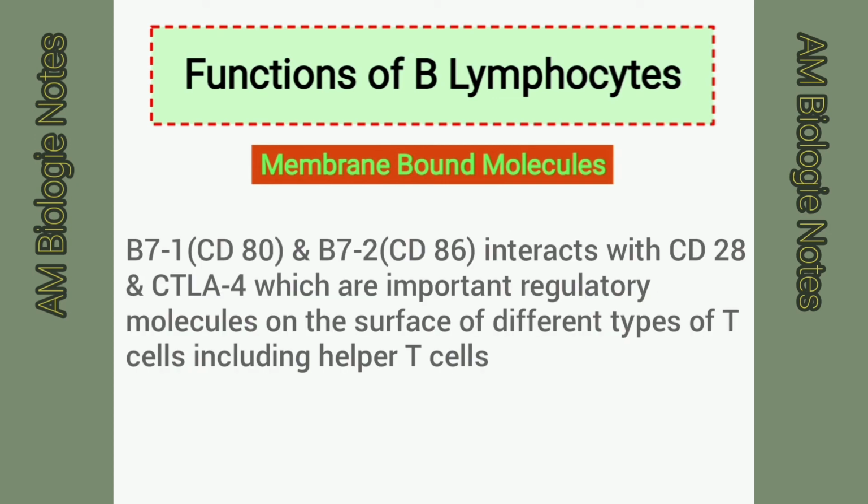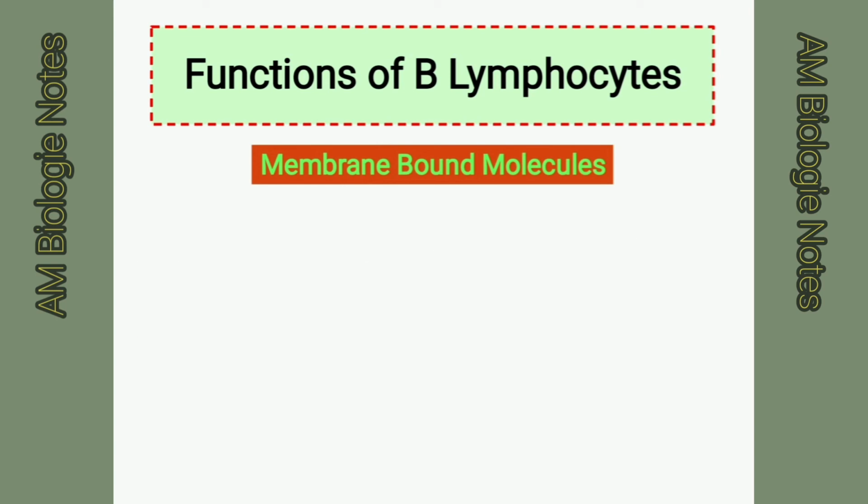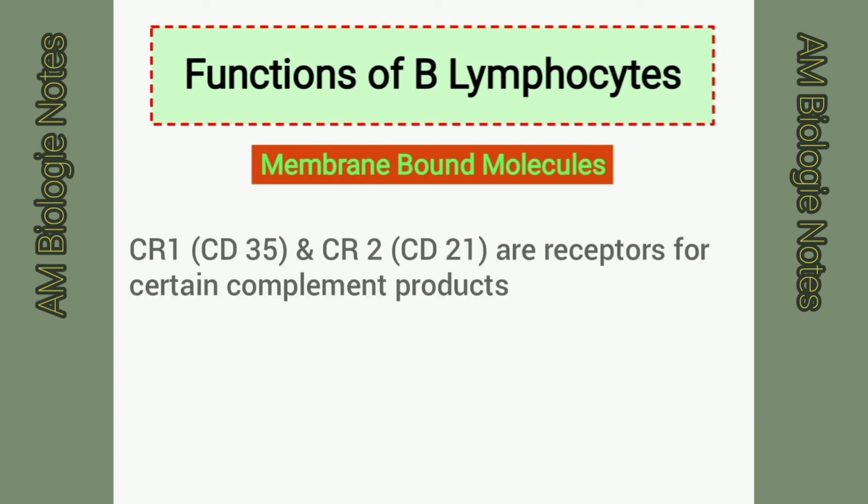B71 or CD80 and B72 or CD86 are molecules that interact with CD28 and CTLA4, which are important regulatory molecules on the surface of different types of T cells, including helper T cells. CR1 or CD35 and CR2 or CD21 are receptors for certain complement products.